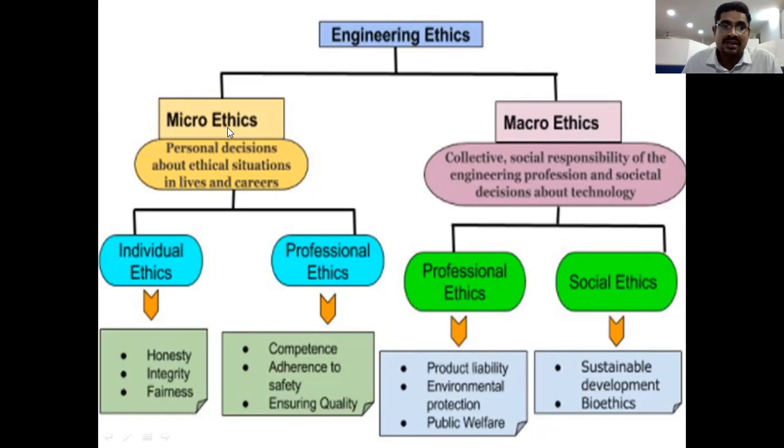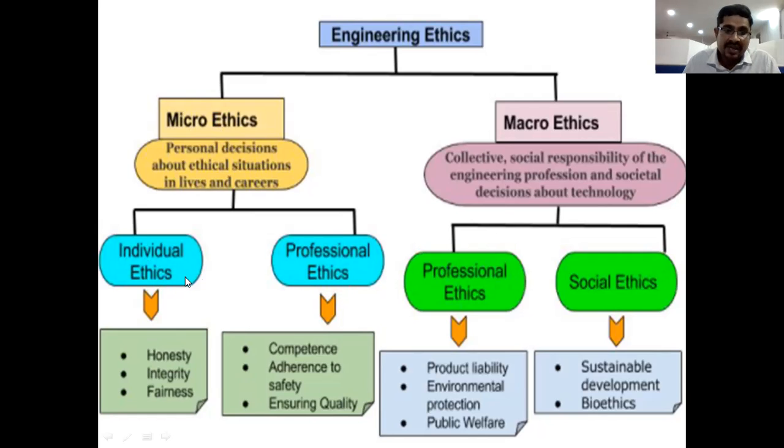So look at here, microethics, micro engineering ethics. Microethics simply means personal decisions about ethical situations in lives and careers. Personal, individual decisions about ethical situations in our job roles or in our personal lives, as well as career life. So personal decisions are called microethics, right? Next, personal decisions are divided into two types: individual ethics and professional ethics.